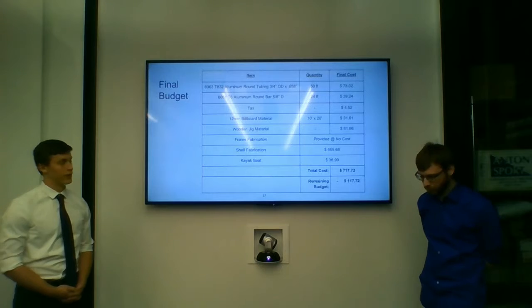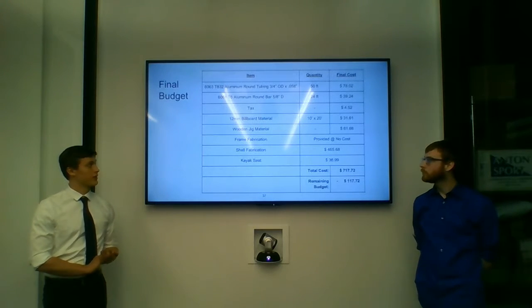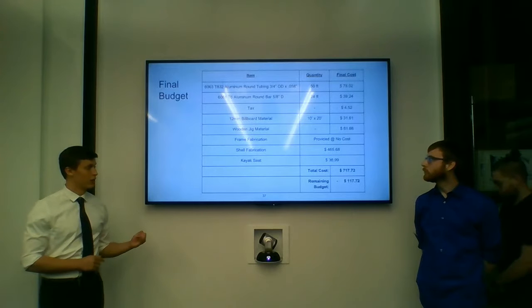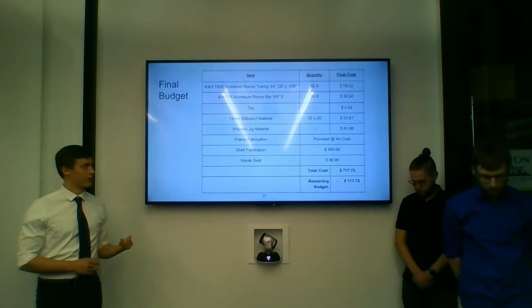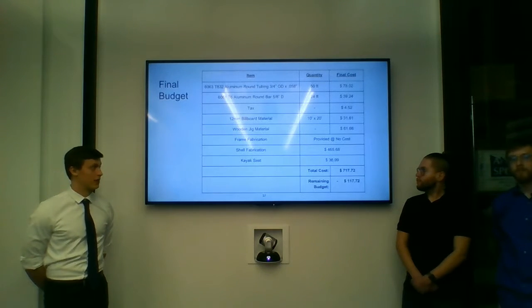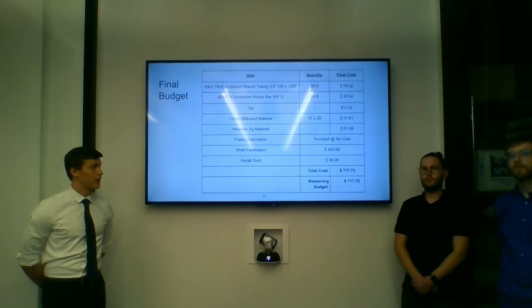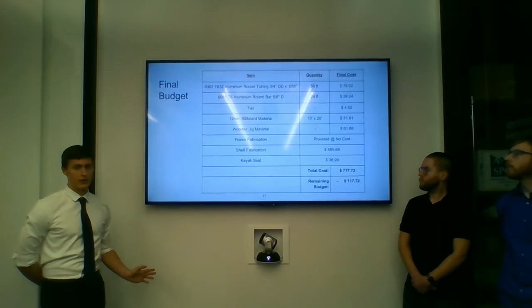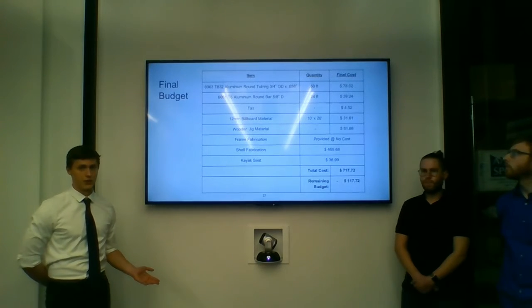So here we can see our final budget for the project. The primary things to note are, as we mentioned earlier, we are a little over $100 over budget. The primary reason for this was unexpected costs relating to fabrication, which ended up being the bulk of our costs. As we did mention earlier as well, this is even mitigating the fact that we did get our welding and some of our fabrication for free as the result of our social media deal.